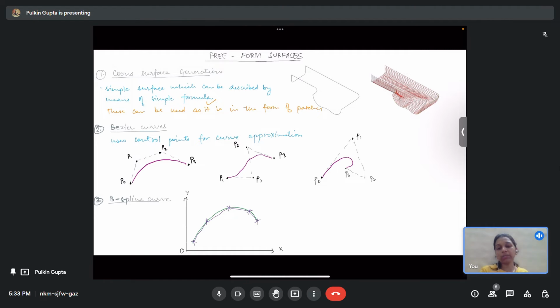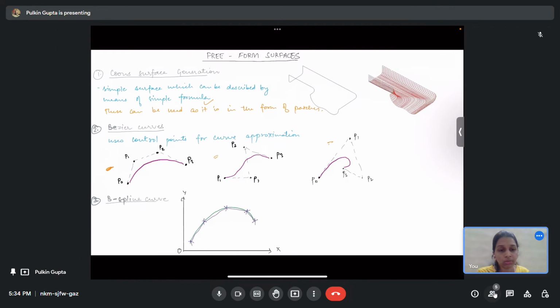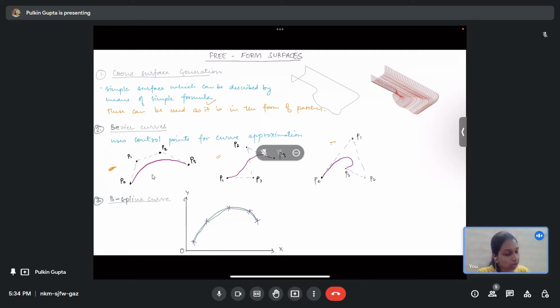Now, what are Bezier curves? Okay, can you explain how these are changing from this geometry, to this geometry, and then to this geometry? What is the change, Mr. Vedant? What is the change from geometry 1 to geometry 2 and to geometry 3? Why is the shape of the curve changing?